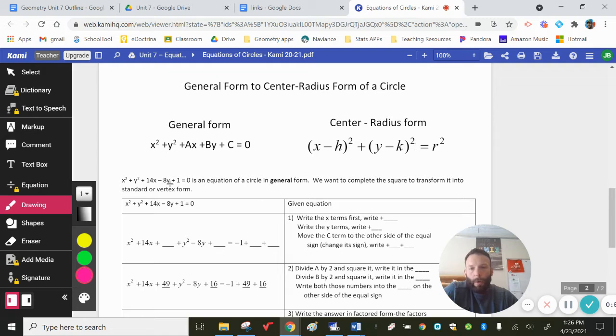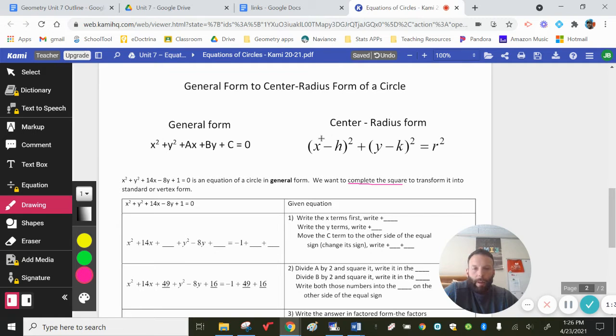So here we have an equation that says x squared plus y squared plus 14x minus 8y plus 1 equals 0. And you wouldn't maybe recognize this, but it is the equation of a circle because you have both an x squared term and a y squared term plus an x term plus a y term. All of those things tell me that this is the equation of some circle. But we're going to do this process called completing the square. And what this process does is it helps me go from general to center radius form.